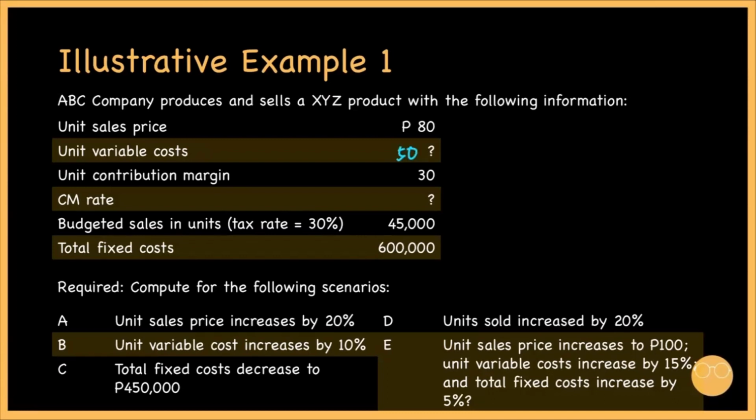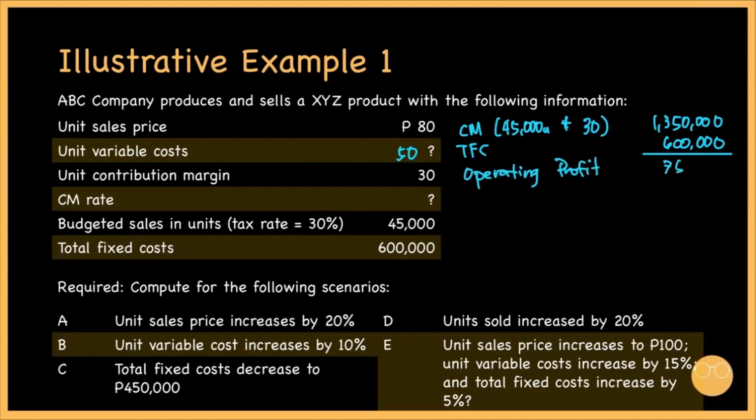Now let's compute for the following scenarios. We have scenario A to scenario E. Let's compute for the operating profit. The operating profit here is the contribution margin, which is 45,000 units multiplied by the unit contribution margin of 30. That will give us 1,350,000. And the total fixed cost is 600,000.